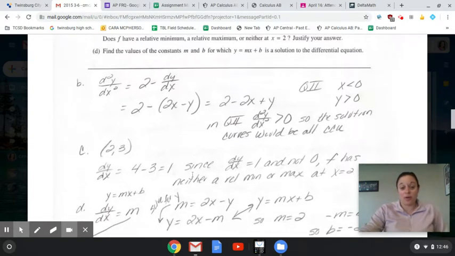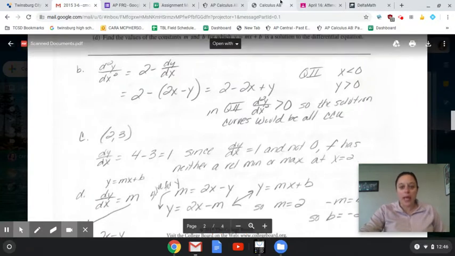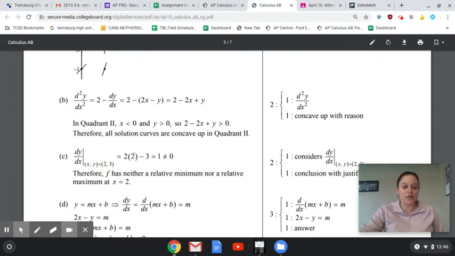So that's what I wrote. I wrote since the derivative is 1 and not 0, then it can't have a minimum or a maximum. And they, I think, did something very similar. Yeah, they did the same thing. They put in the values, saw that it was 1, not 0, and said that it can't have either.